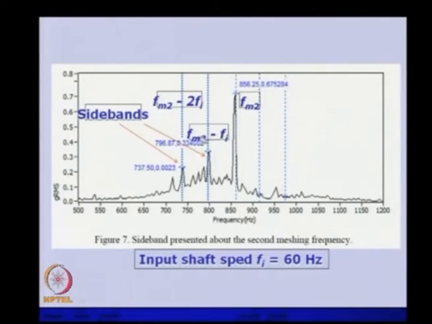So, the difference between this frequency and the shaft frequency gives us a sideband. Similarly, multiples of that, FM2 minus 2Fi. We already saw in the previous lecture that we can have one carrier frequency and a modulated frequency, and then we can have this kind of sideband, but on one side only. The sidebands are more predominant for this particular case. The shaft speed is 60 hertz in this case.